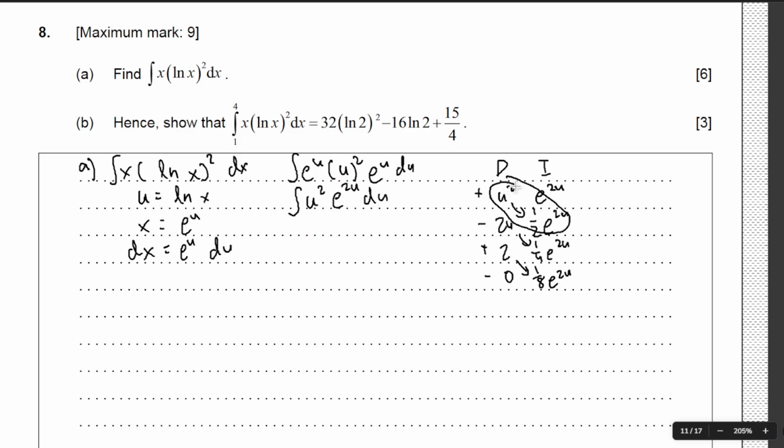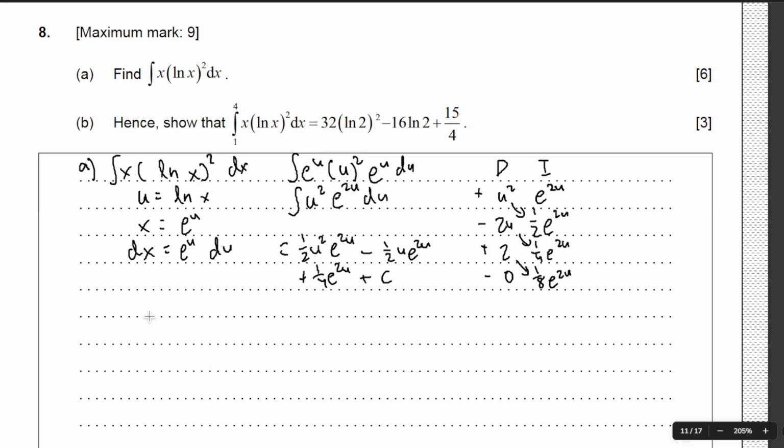For our first one, we have u squared, so half of u squared e power 2u. And our next one would be minus 1 over 2 u e power 2u, and our next one would be a plus 1 over 4 e power 2u, and don't forget your plus c.